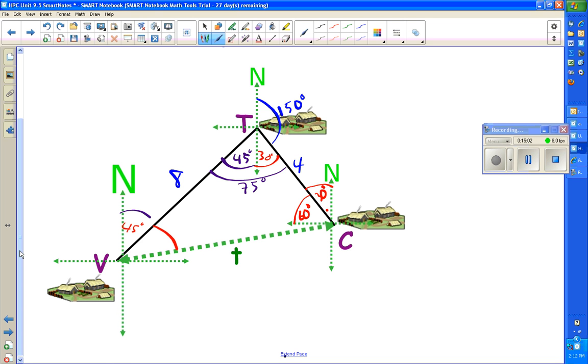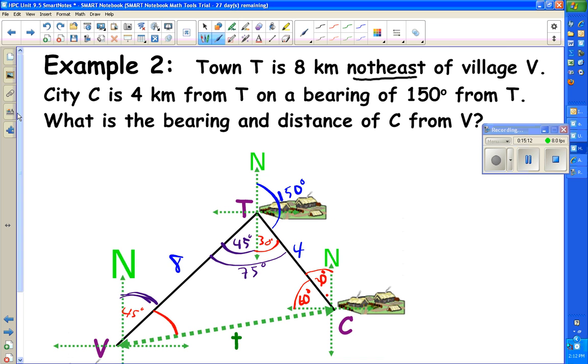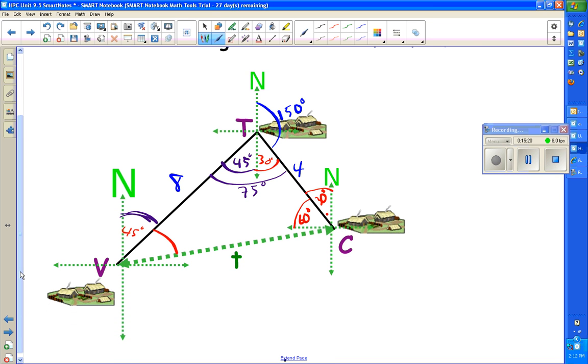This angle right here is 45 because it says town T is 8 kilometers northeast of village V. So north is here, east is here, northeast is halfway between, which means a 45-degree angle. All right?